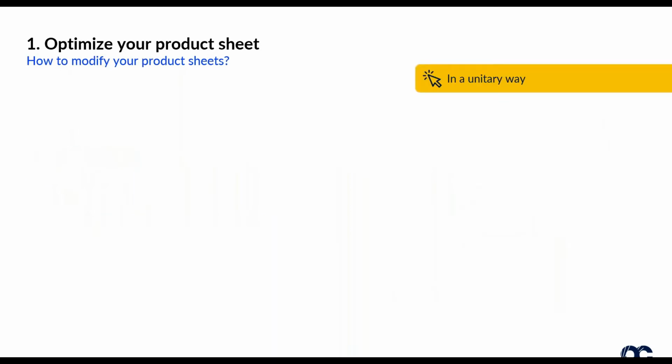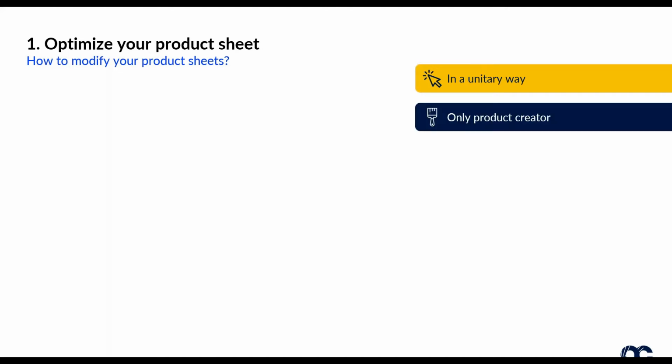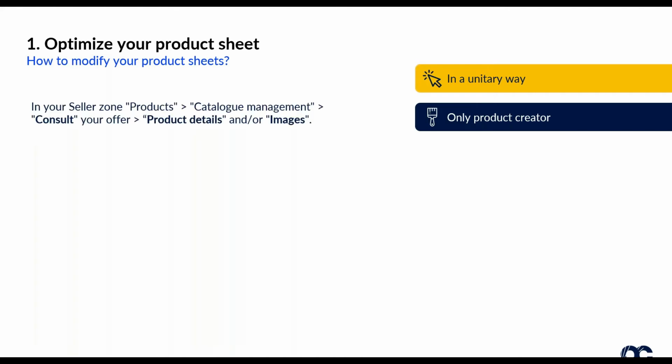So how to modify your title and your visual? You have several ways to modify these elements. You have the unitary way, so one product by one product, in bulk by an Excel file if you have several products to modify, or by API if you have developed this solution within your company. For the unitary modification, you must be the creator of the product. To do this, simply connect to your seller zone, click on the product section, and then catalog management. All your products will be listed. You just have to find the product concerned and click on consult.